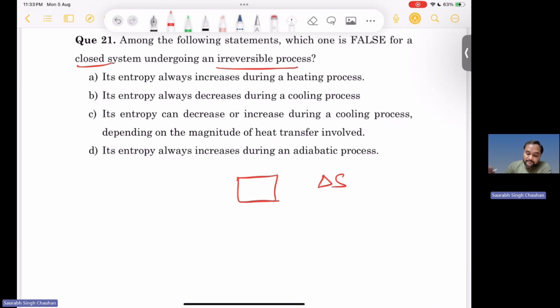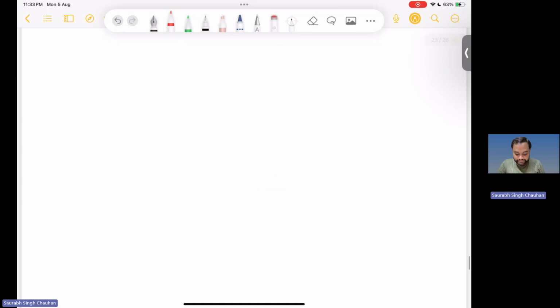Only part B is false. We had to tell which one is false, so part B is the false one. I hope this is clear, and we can move to the next question.